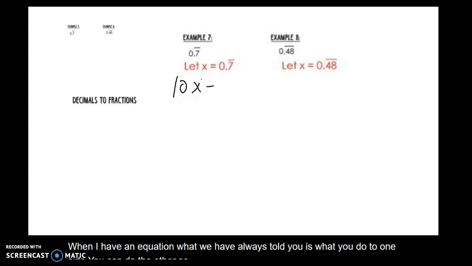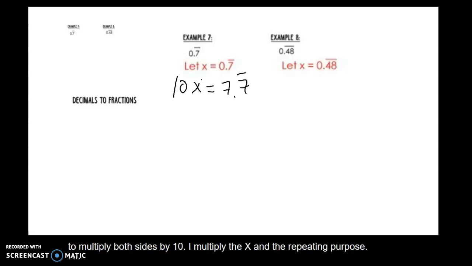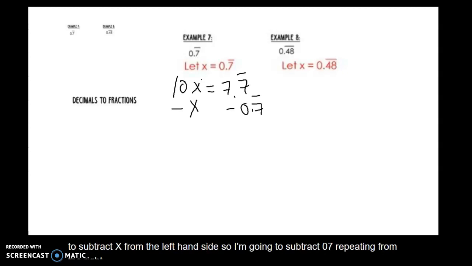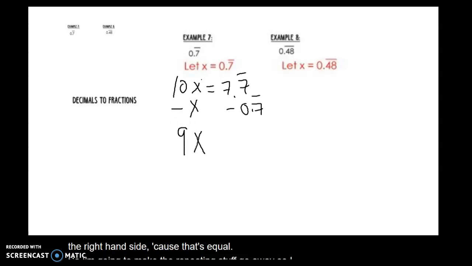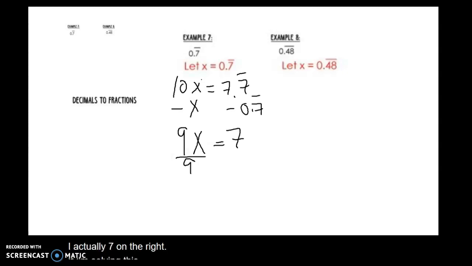So I can let 10x equal 7.7 repeating. I'm going to multiply both sides by 10. I multiplied the x and the repeating part by 10. Okay? So now I'm going to get rid of the repeating part. I am going to subtract x from the left-hand side. So I'm going to subtract 0.7 repeating from the right-hand side because that's equal. So I'm going to make the repeating stuff go away. So I have 9 x's on the left, and I actually just have 7 on the right. Well, if I'm solving this equation, I'm going to divide both sides by 9.